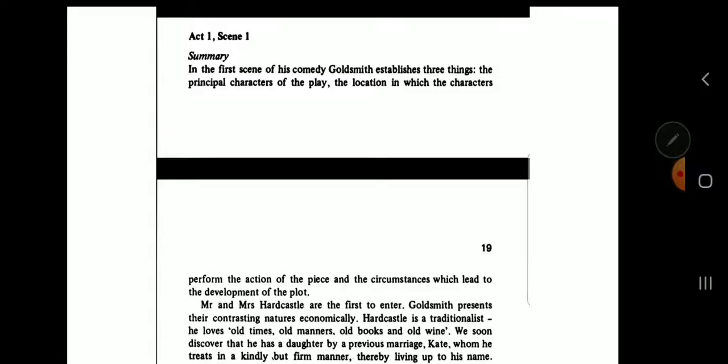So in the next video, I will go over Act 3 and Act 4, and then we'll go over the themes and literary devices that are used in our play She Stoops to Conquer.